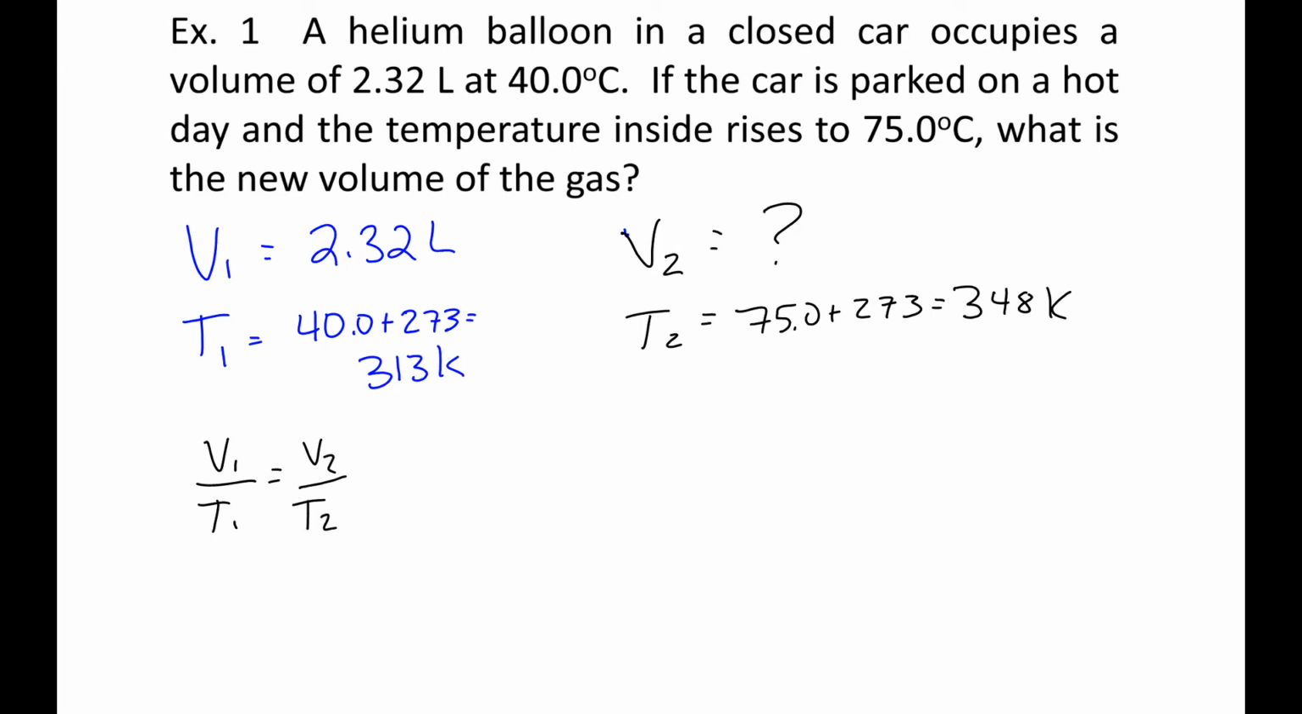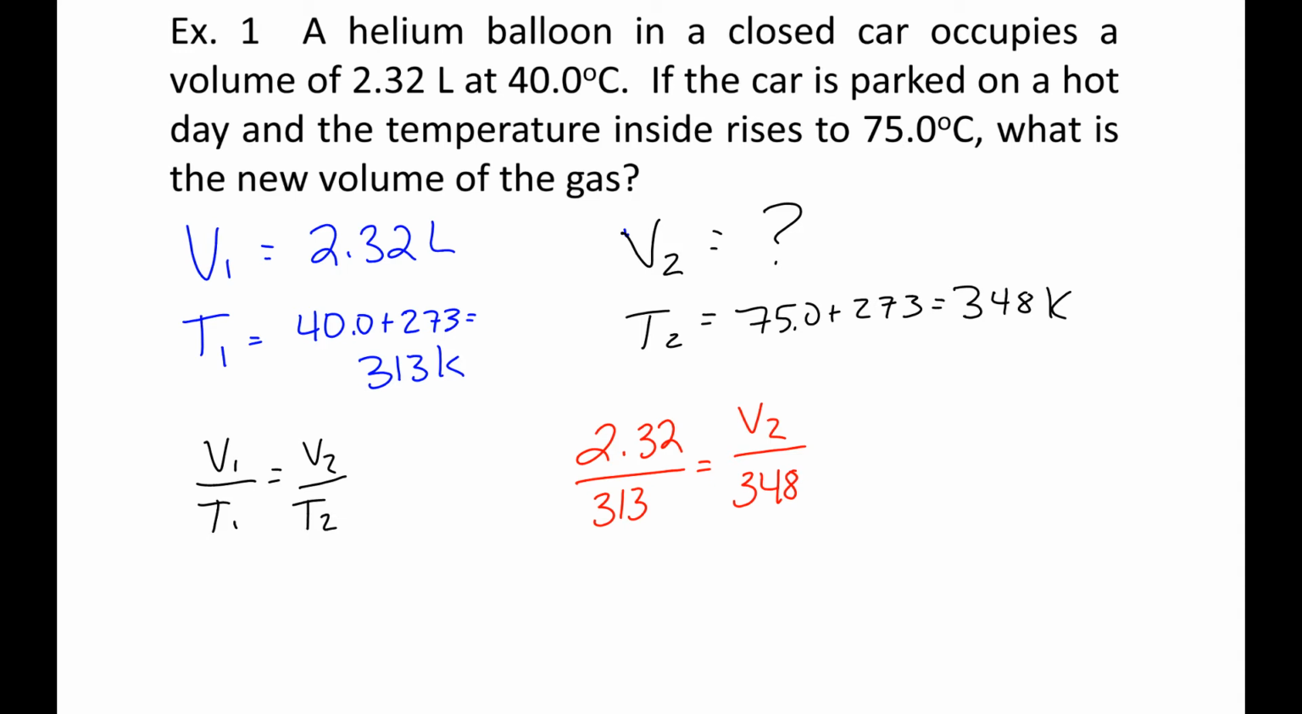We really don't need to rearrange the variables. Because it's set up as a proportion, we're going to cross multiply and divide just like we would a proportion, because that's what this is. So we're going to put it as 2.32 divided by 313 equals V2 over 348.